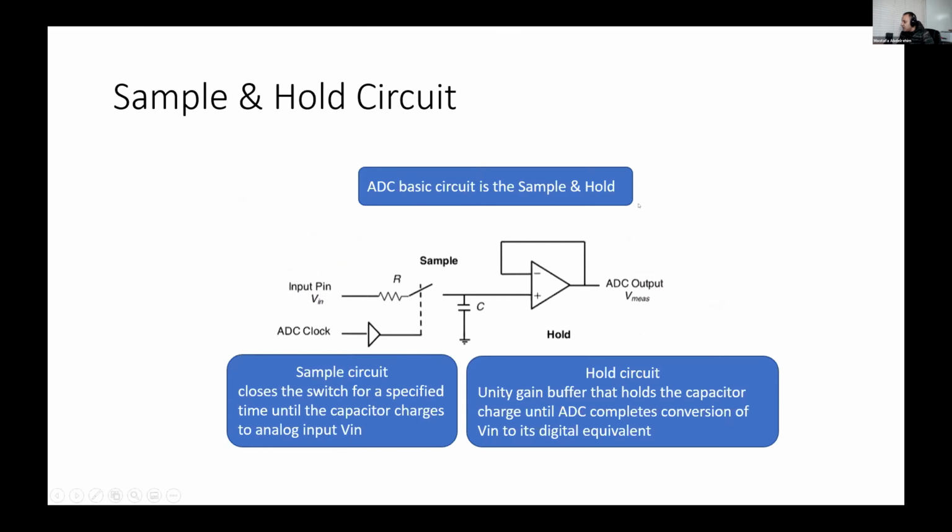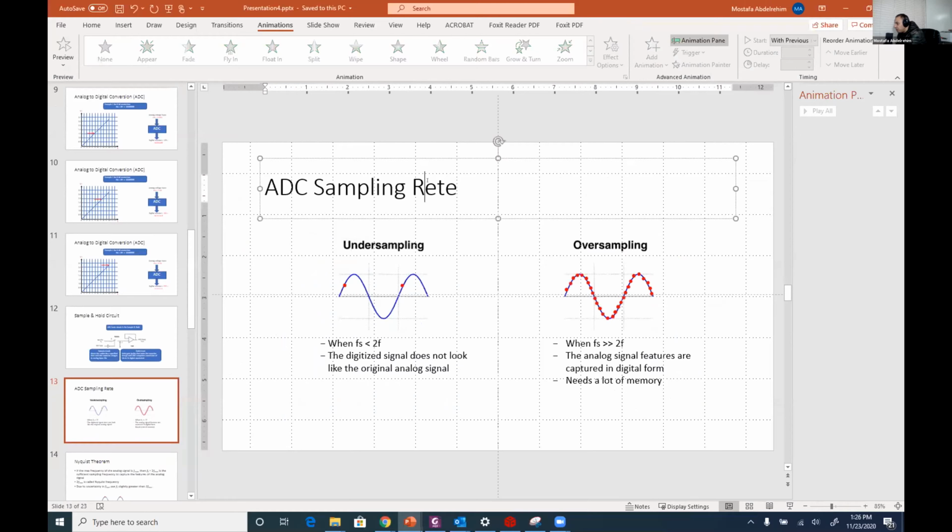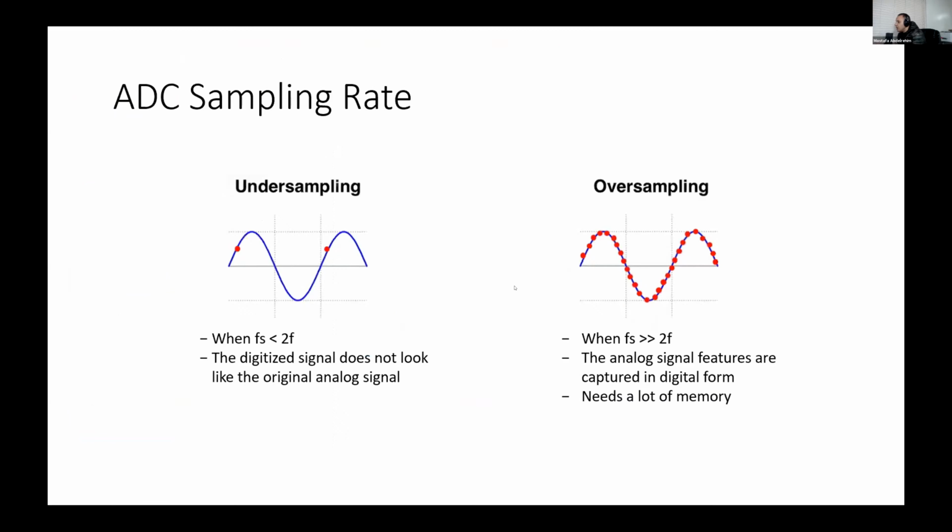Now, as I said here, we need some clock that will open and close the switch. And this is very, very important for the sampling, okay? So the sampling rate is very important. Let's write this correctly. How much your sampling rate is, is very important.